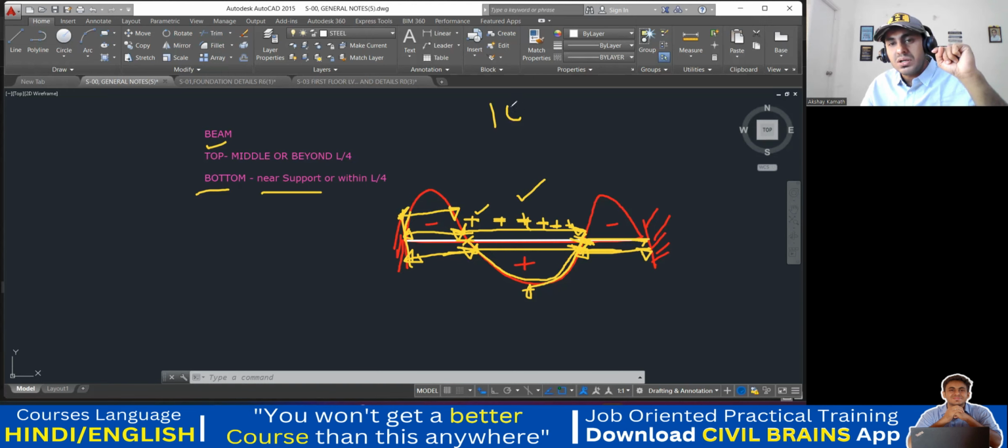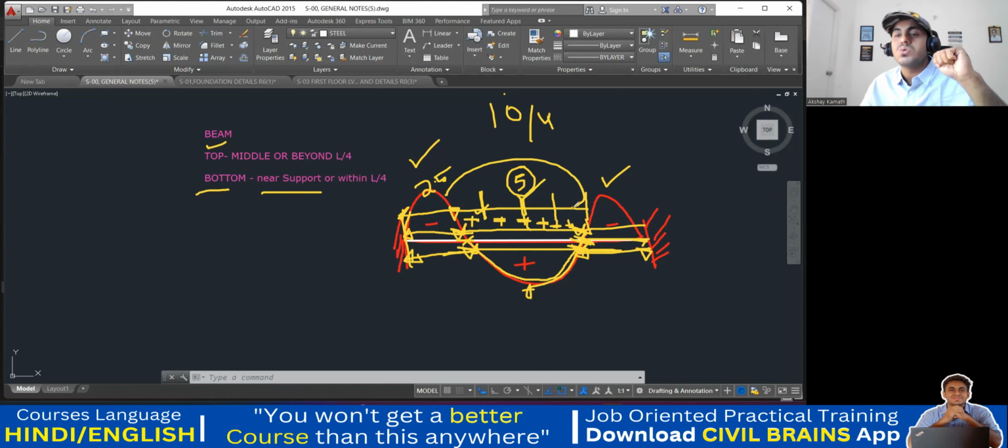If my span is 10 meter, L by 4 will come out to be 2.5 meter. And this is also 2.5. So beyond 2.5 meter from both the supports, you do the lapping. Suppose it is 10 meter, so 2.5 is gone here, 2.5 is gone here. So 2.5 and 2.5 is 5 meter. That means the middle portion that is left is only 5 meter. Now in this 5 meter, you lap anywhere. If this is 2.5 meter, it may be 3.5, it may be 4.5 here, it may be, let us say, 6.5, or it may be 7.5. In this distance, wherever you want, you can do the lapping.